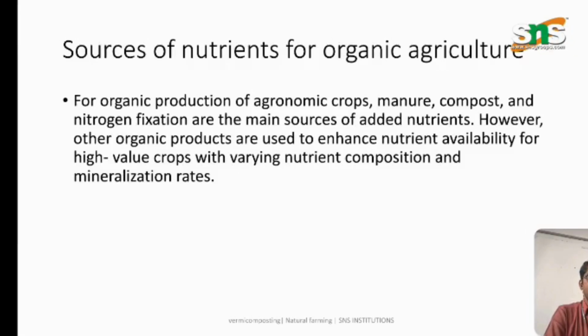Sources of nutrients for organic agriculture. For organic production of agronomic crops, manure, compost, and nitrogen fixation are the main sources of added nutrients. However, other organic products are used to enhance nutrient availability for high-value crops with varying nutrient compositions and mineralization rates.